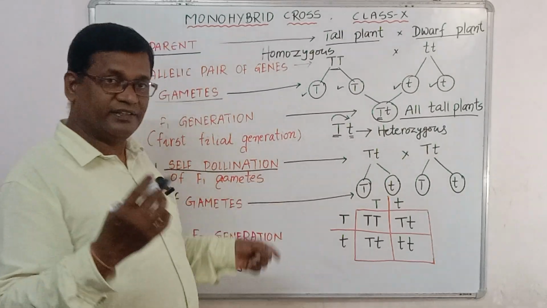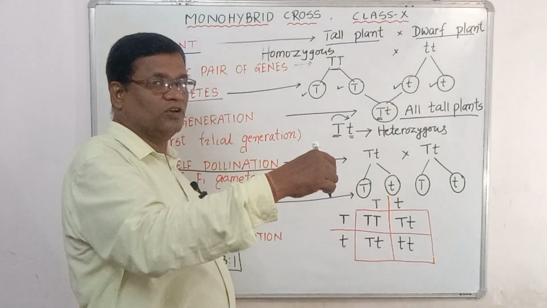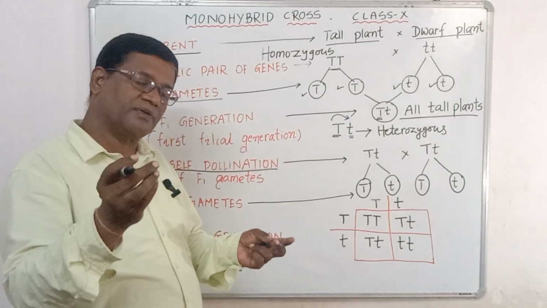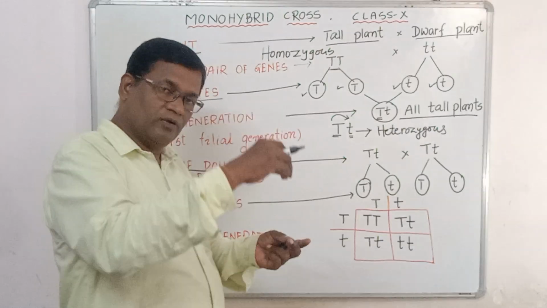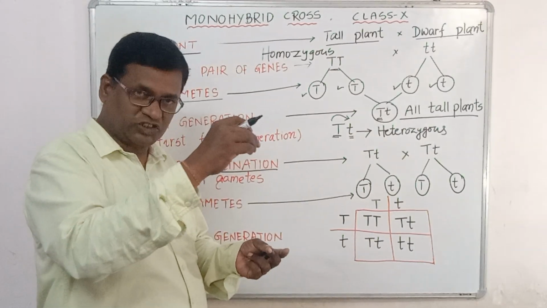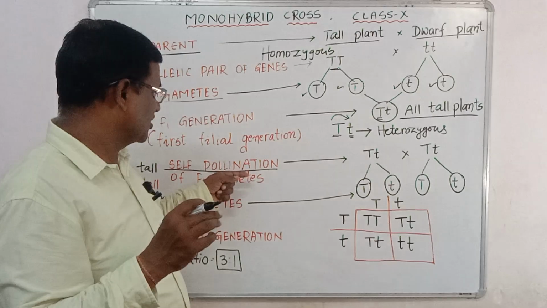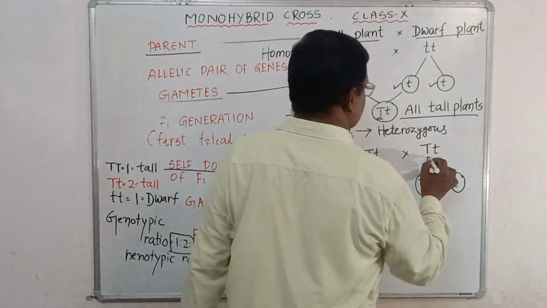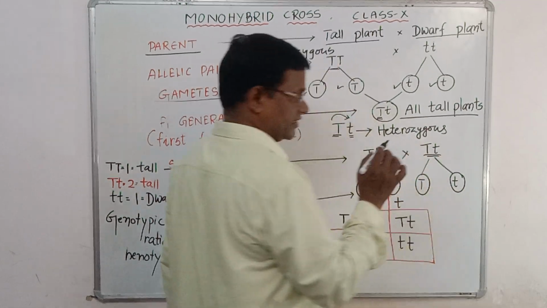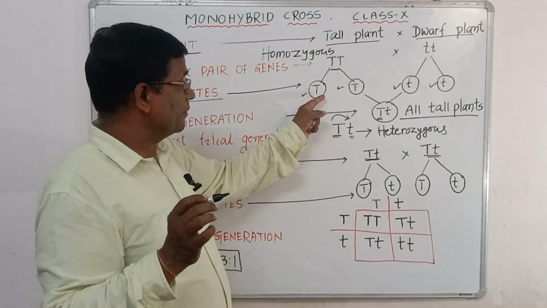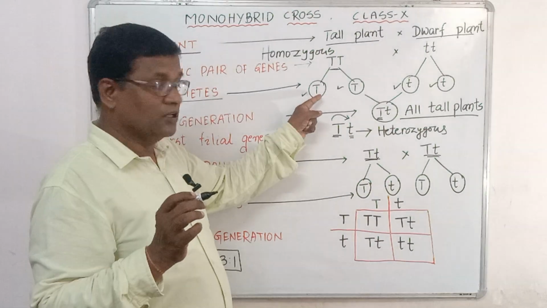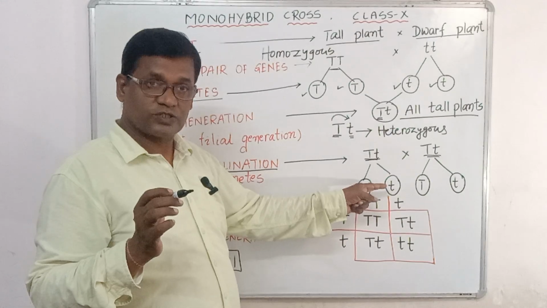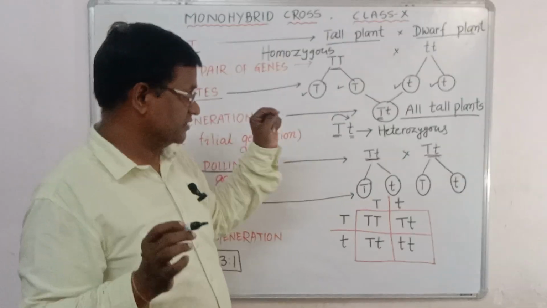Then the same pollen grain we can use to pollinate the same flower's stigma. We take the pollen grain from that flower and allow it to dust on the stigma. Then self-pollination occurs. Self-pollination is simply crossing the same generation. Here only one type of gamete is produced, but here two types of gametes are produced, capital T and small t, because they are in a heterozygous condition.